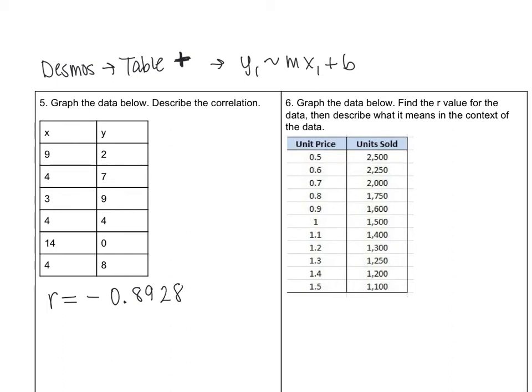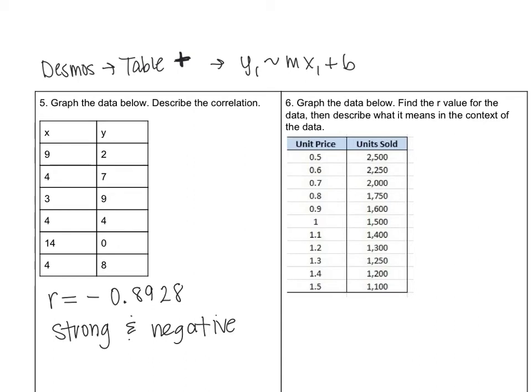So R tells us the information about our correlation without having to look at the graph. So the closer our value is to 1 or negative 1, the stronger the relationship. So negative 0.8928 is pretty close to 1. So I would say this is a strong relationship. And then because it's a negative, it's strong and negative. If we would have had a positive 0.8928, it would have been strong and positive.